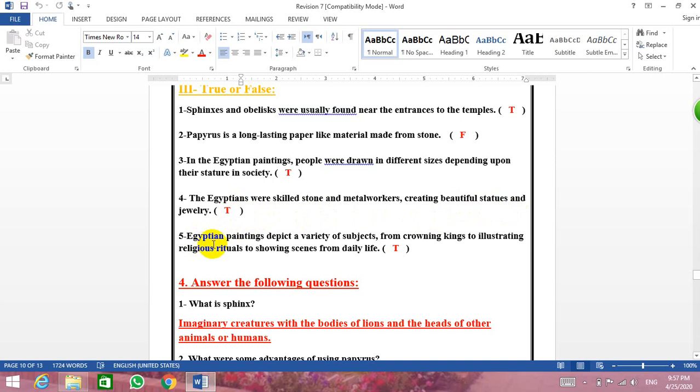Number 5. Egyptian paintings depict a variety of subjects, from carving kings to illustrating religious rituals to showing scenes from daily life. Yes, that one is true.